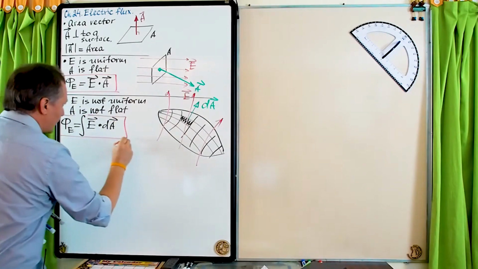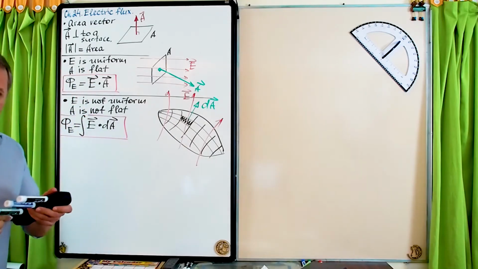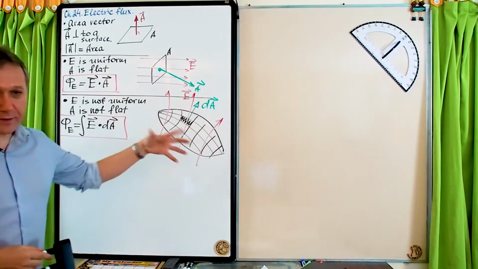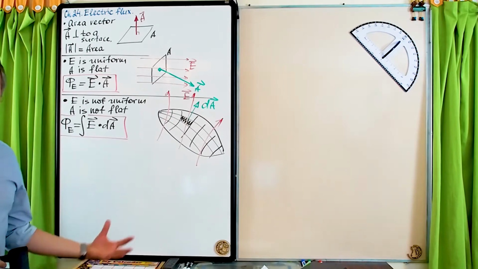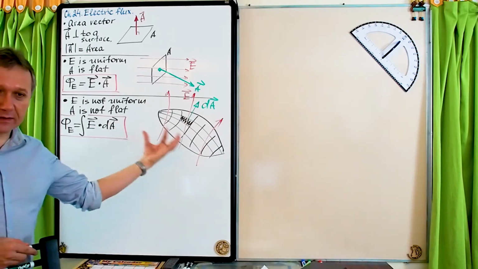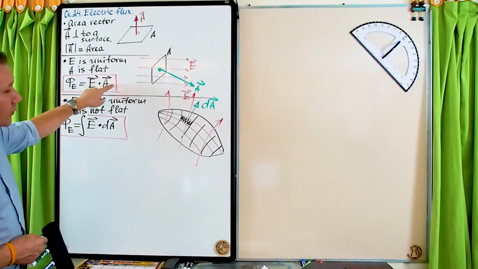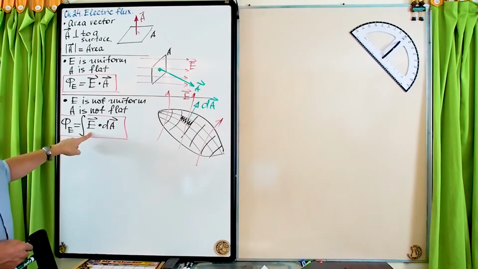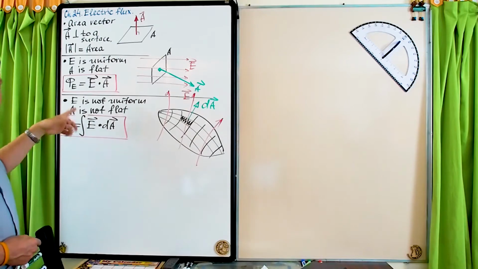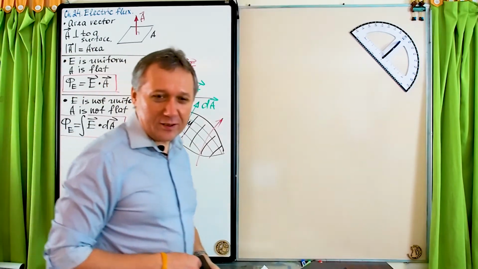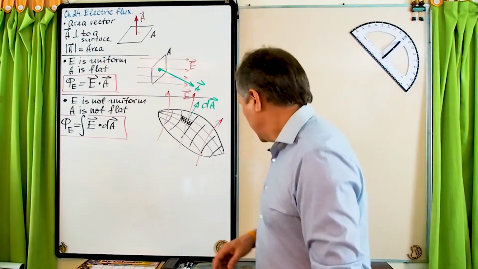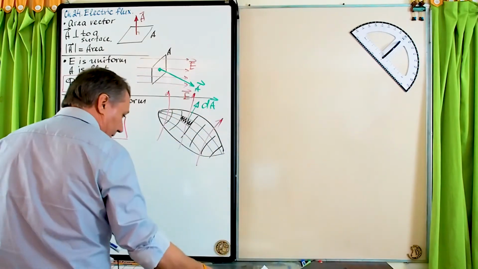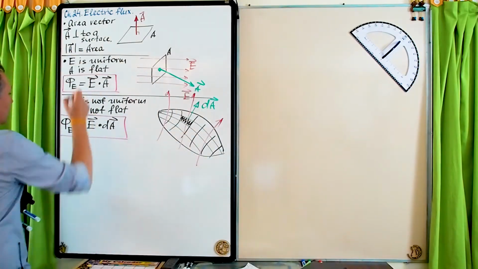that's the expression, again, for the number of electric field lines crossing this surface in the case when the surface is not flat and the electric field is not uniform. And this formula is just a special case of that one. If E is constant, take E outside of the integral and you will get just E dot A. Okay, so that's the third one.